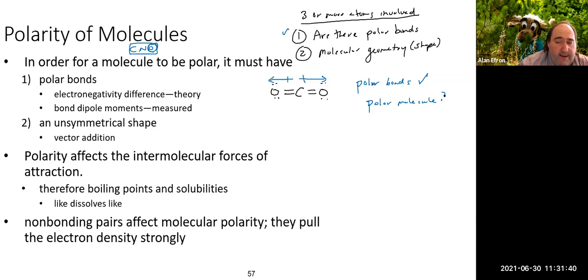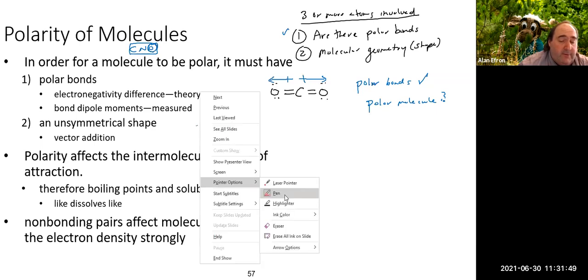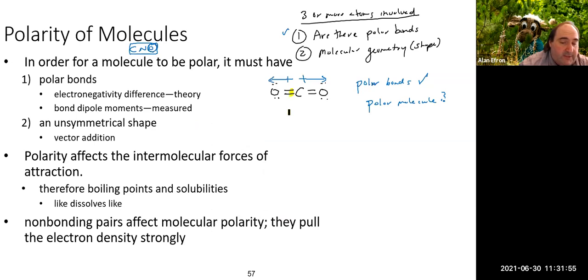And that is where we're at right now. To determine whether or not this thing is going to be a polar molecule, the other important thing that we have to look at is, what is the molecular geometry of this guy? To do molecular geometry, we would go to the carbon. It's got two electron pairs and two bonds. Something with two electron pairs and two bonds tells us that the molecular geometry is linear, which basically means that this guy is a straight line.